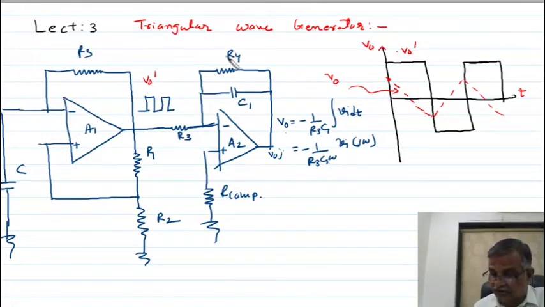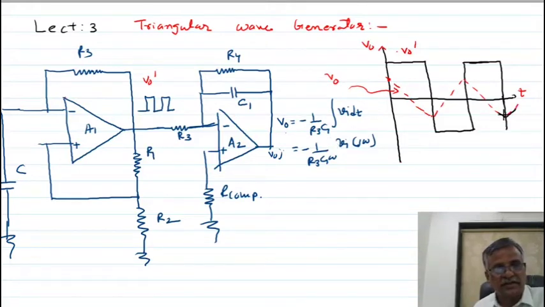Second, the resistor R4. The resistor R4 is connected to avoid the saturation problem at low frequency, as you have seen in an integrator circuit. So this is the discussion of this circuit.